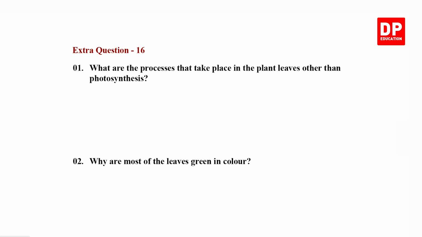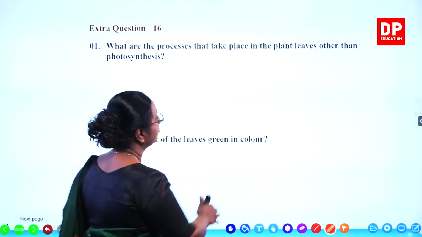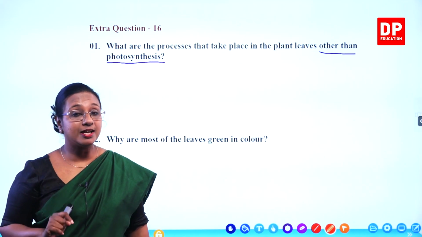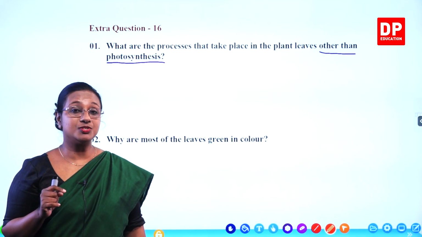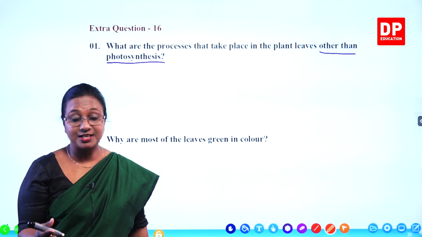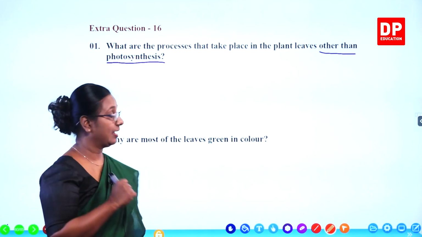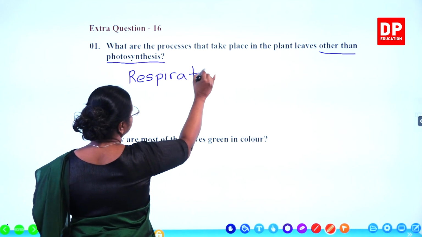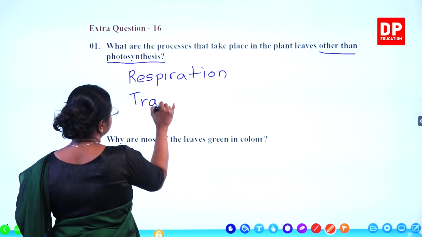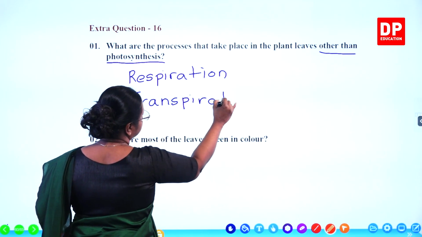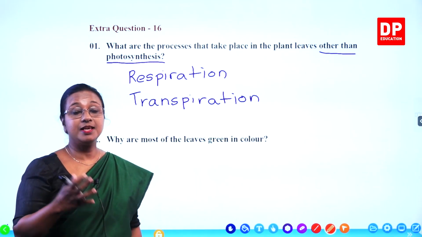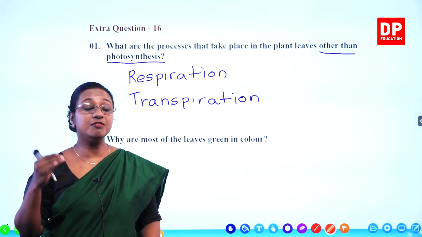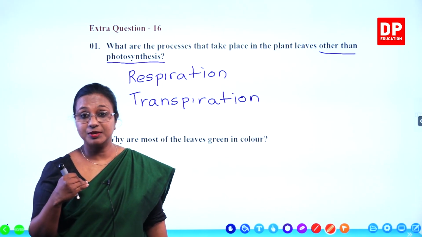What are the processes that take place in the plant leaves other than photosynthesis? Now look at the question carefully. Other than photosynthesis, what are the functions? I mentioned this to you all before also. Plant leaves do respiration and there is transpiration taking place. You can remember that. So the functions: respiration and transpiration. In respiration, what happens? They intake oxygen and release carbon dioxide. In transpiration, water evaporates through the leaves of the plant.